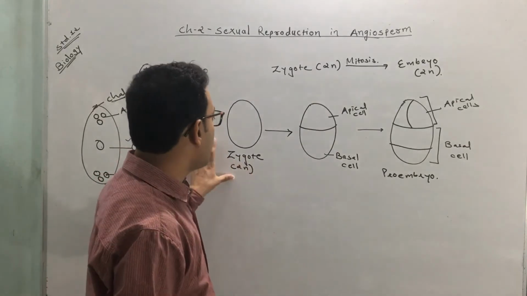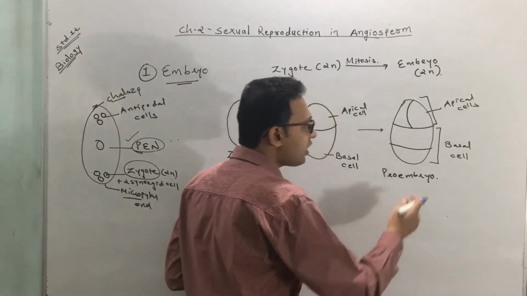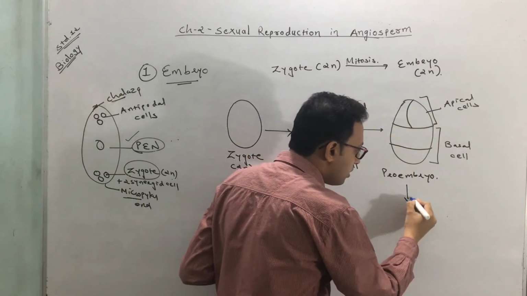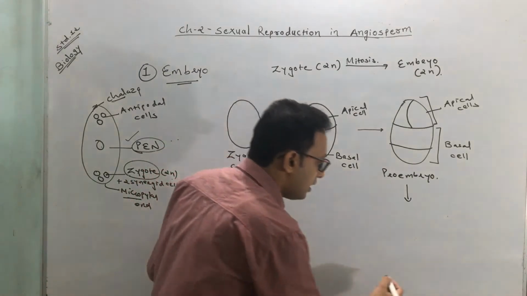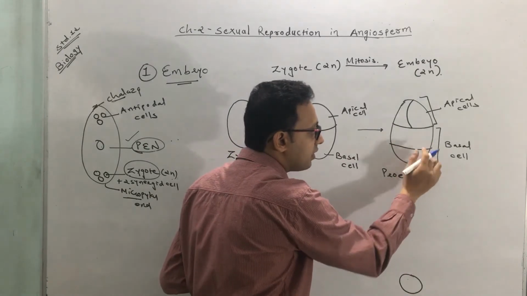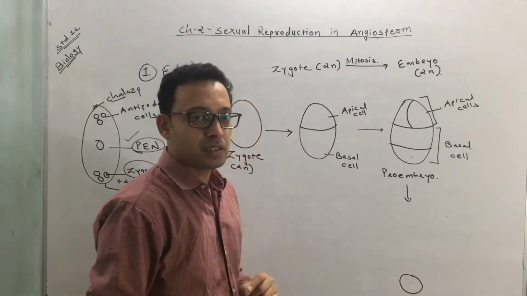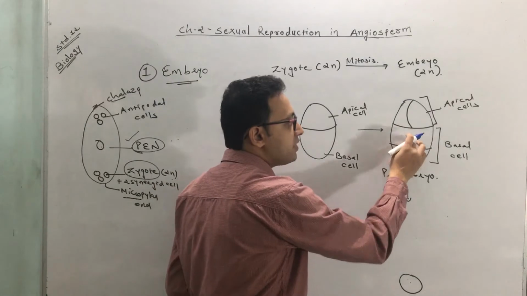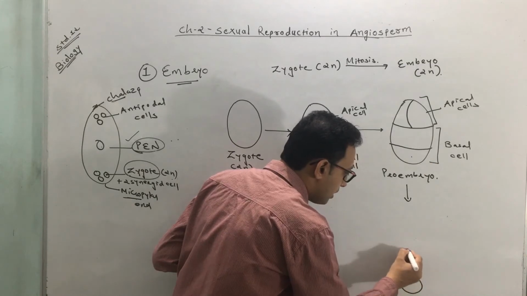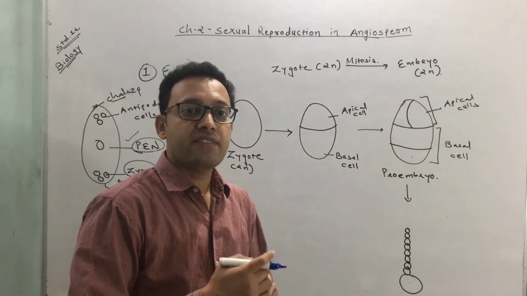Now here the first step we have finished. Zygote converts to a proembryo. Now what happens to this proembryo? You know that the proembryo contains 2 basal cells and 2 apical cells. Of these 2 basal cells, one is towards the micropyle, one is towards the chalaza. The basal cell towards the micropyle remains as such. And the basal cell towards the chalaza starts to divide and forms a filament-like structure which consists of a group of 20 to 25 cells.